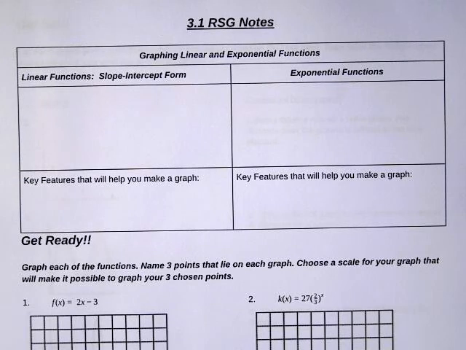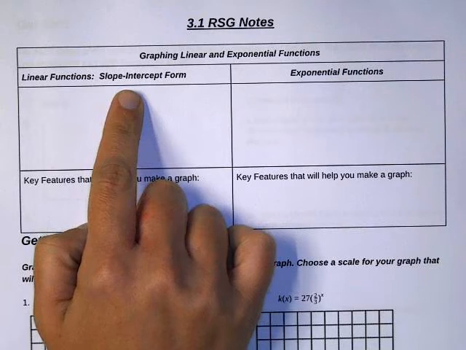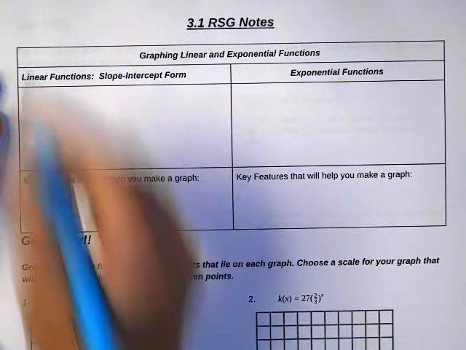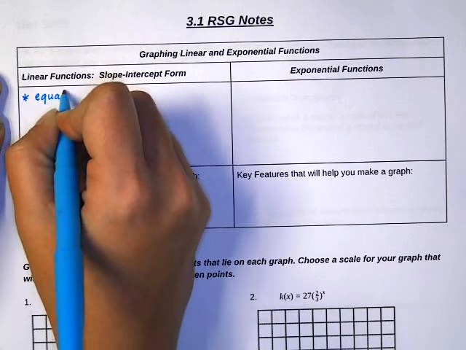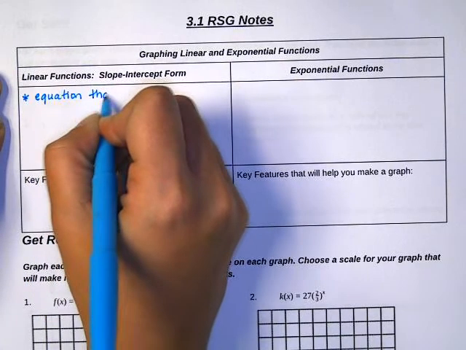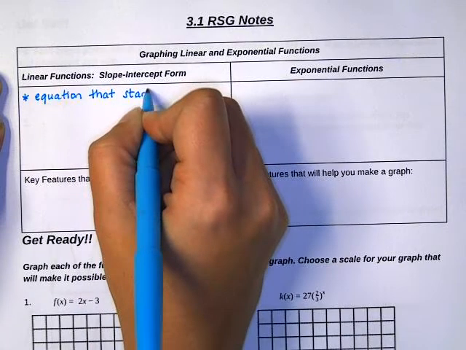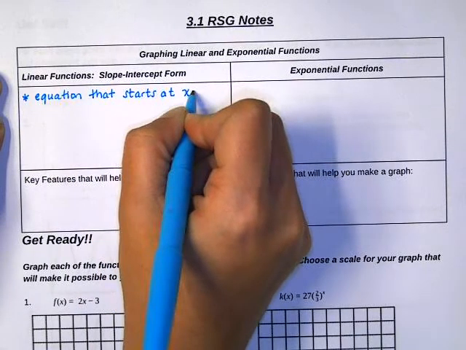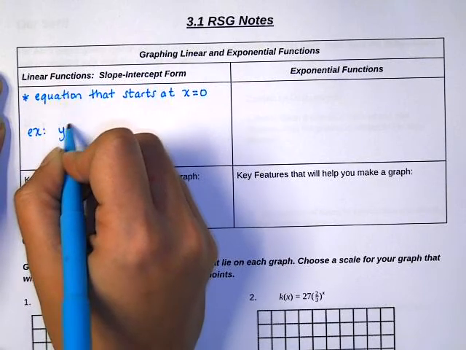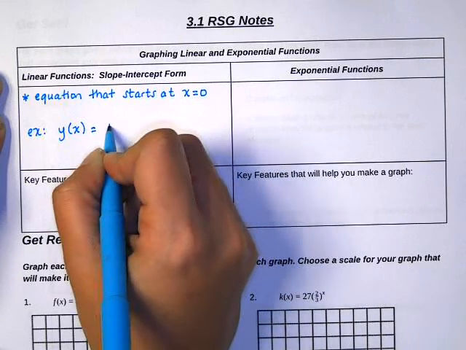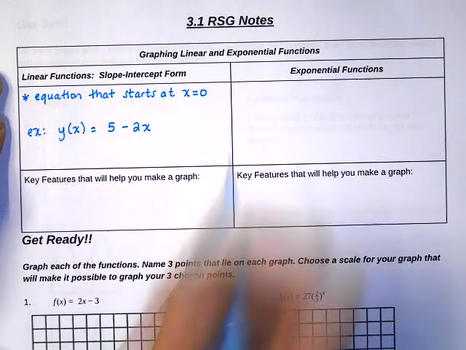So starting at the beginning, we're going to start with a little bit of review. The first thing we're going to review is the idea of explicit equations for linear and exponential functions. For a linear function, we're starting with a slope-intercept form equation. But I want to remind you that slope-intercept form is just a fancy name for an equation that starts at x equals 0. An example would be something like this: y of x equals 5 minus 2x.